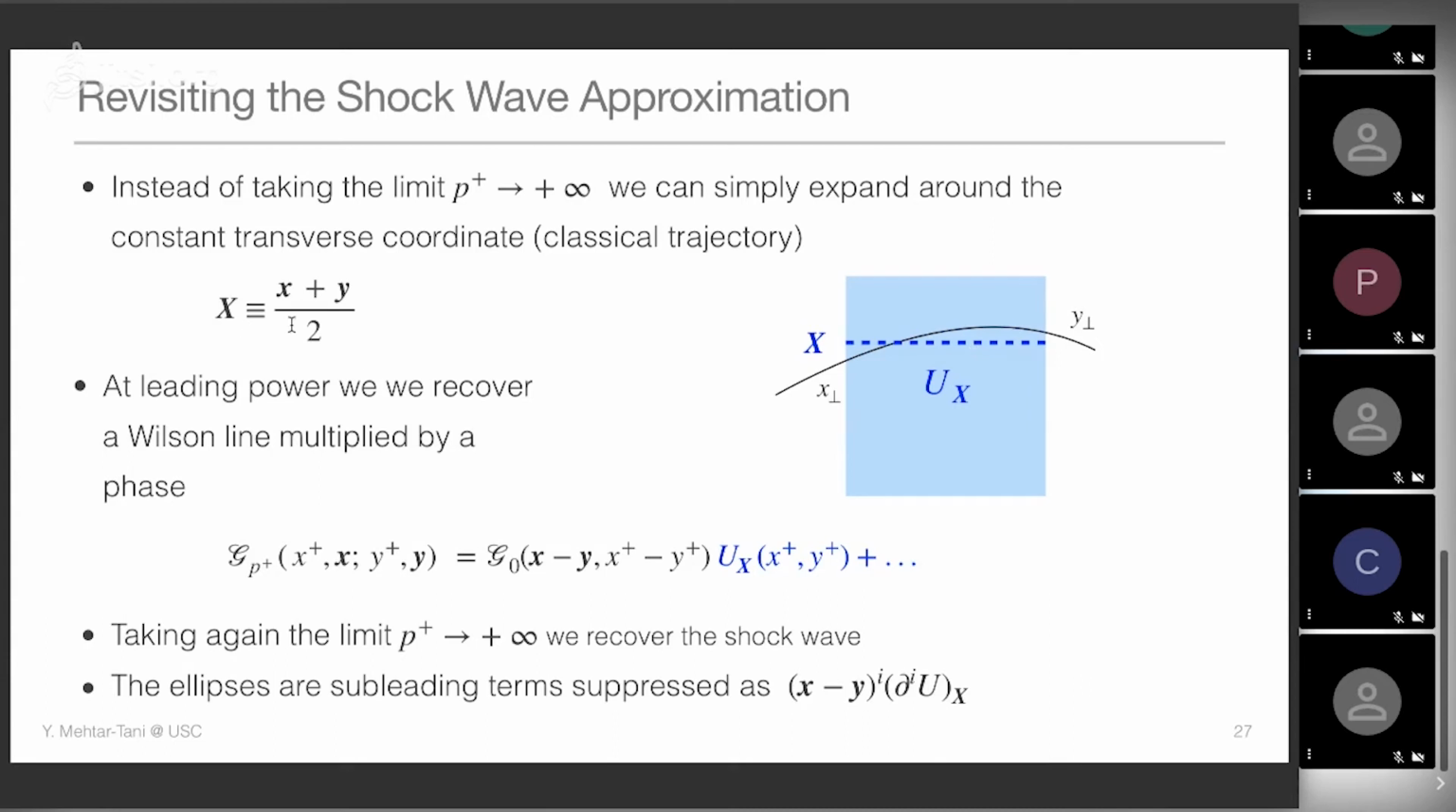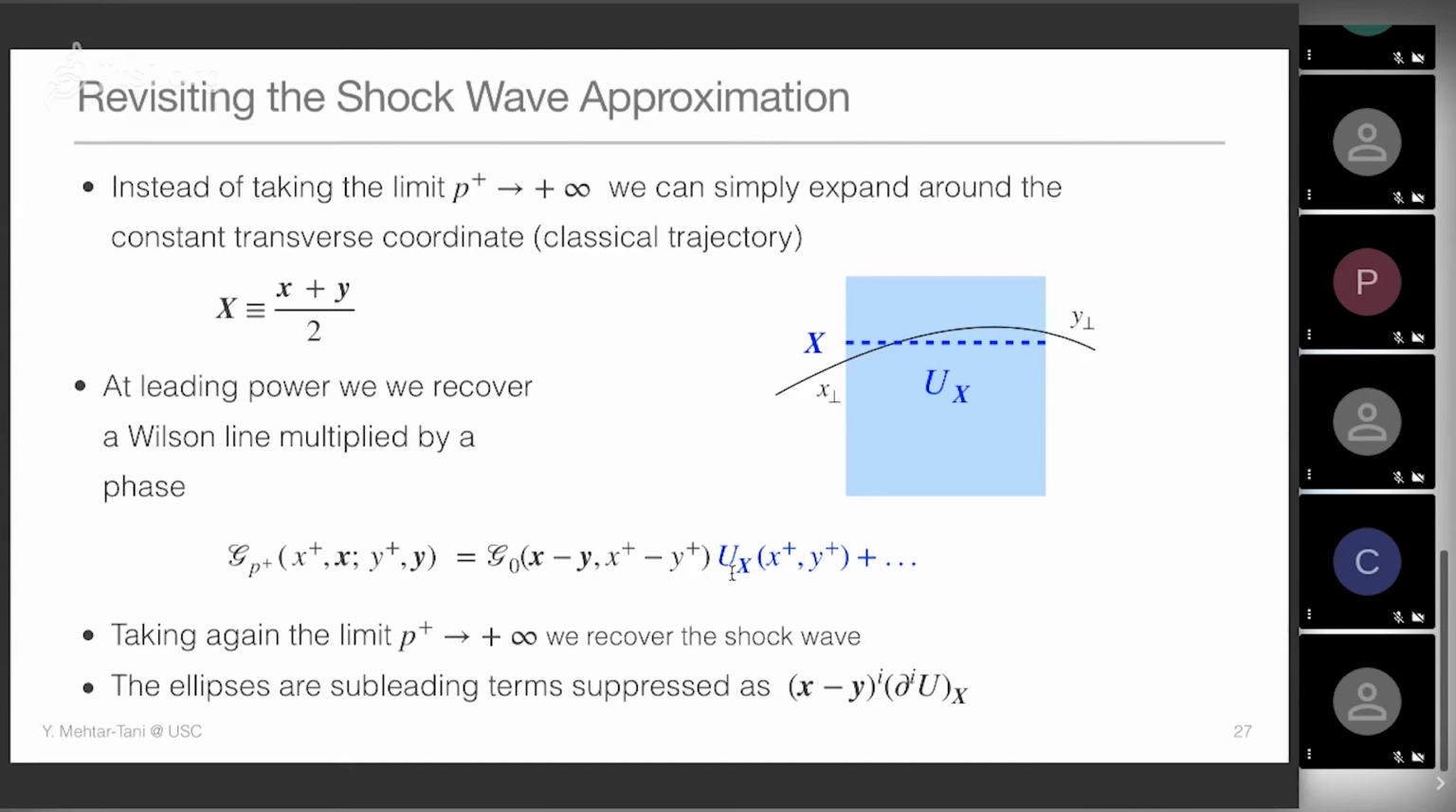So we take x being simply the average value of the transverse coordinate, initial and final transverse coordinate, and then just expand the propagator around this point. Now you get a free propagator. So that's the quantum diffusion part, which depends only on the difference. And then you have the Wilson line that depends on the average position here. Plus higher order terms that are suppressed.